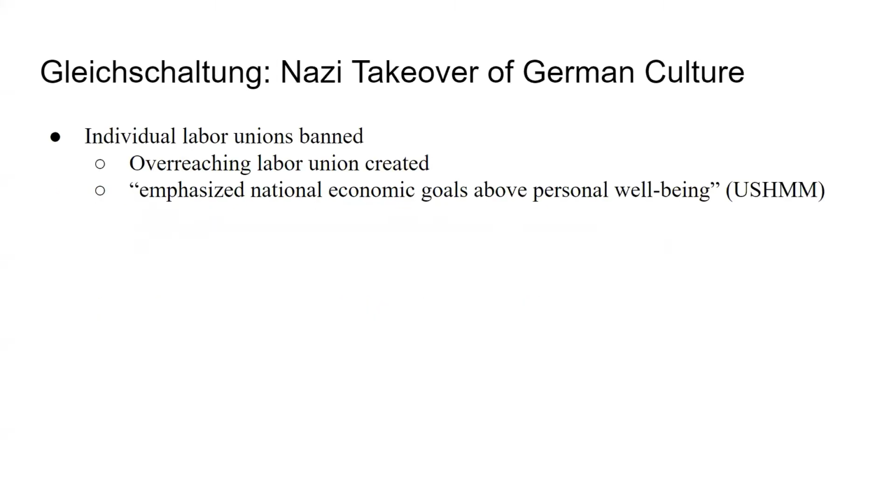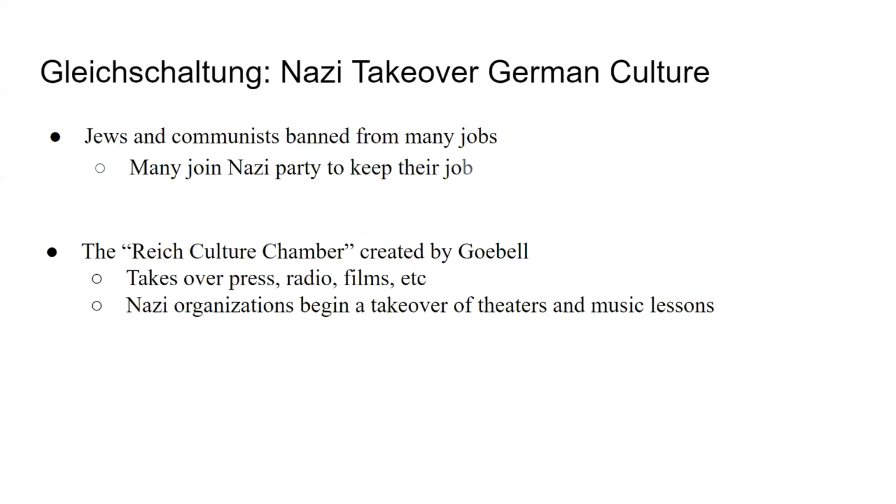And then, as many of you know, Hitler wasn't a big fan of labor unions, but he did want some sort of nationalism. So he blended labor unions with nationalism by creating this labor union for all of Germany. And then he began his crackdown on Jews and communists. He banned them from jobs, and those who did not join the Nazi Party often lost their jobs. So this created an incentive to join the Nazi Party.